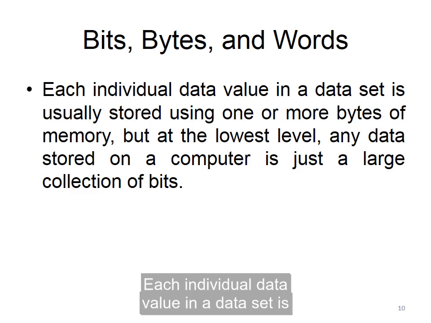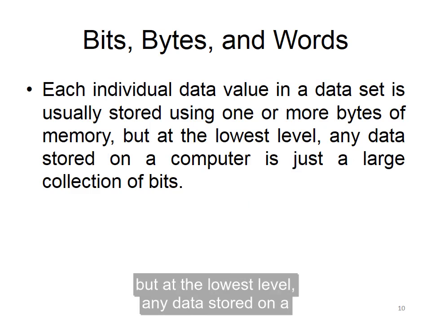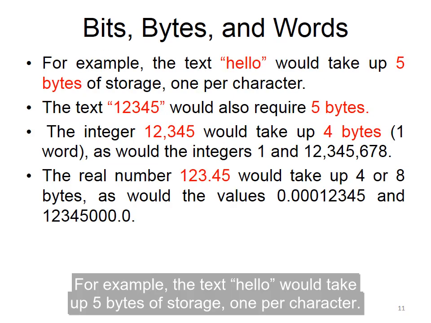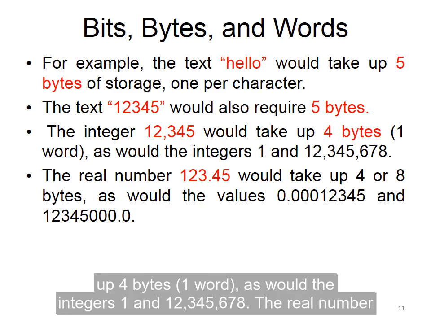Each individual data value in a dataset is usually stored using one or more bytes of memory. But at the lowest level, any data stored on a computer is just a large collection of bits. For example, the text hello would take up 5 bytes of storage, one per character. The text 12345 would also require 5 bytes. The integer 12,345 takes up 4 bytes, or one word, as would the integer 12345678.